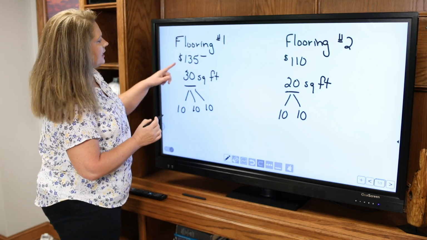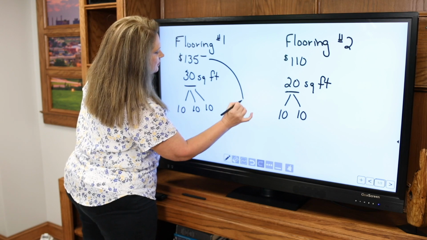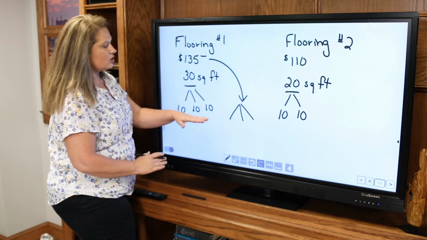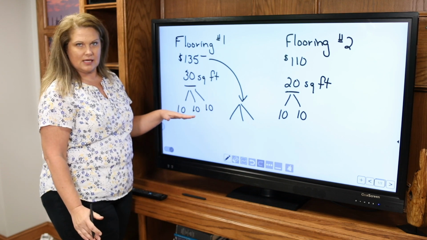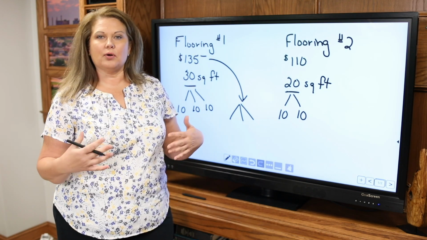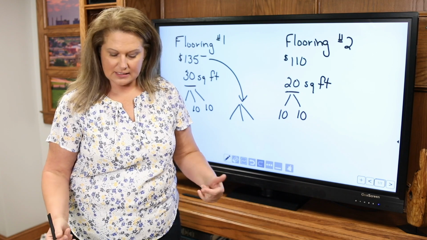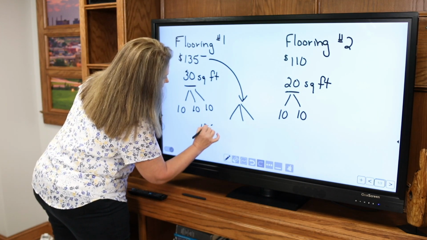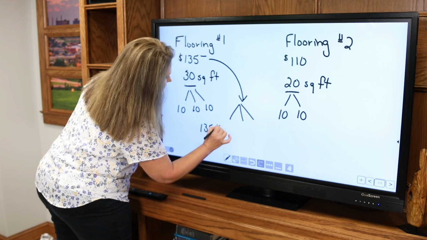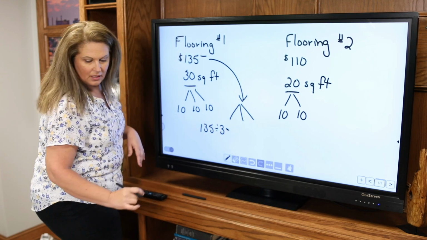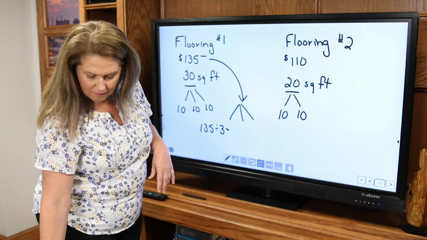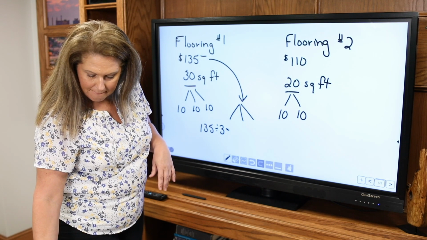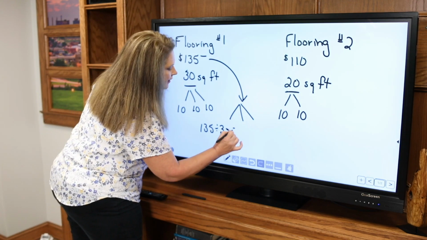I can take my cost and separate it out into those 3 sections and get how much it is per 10 square feet. And when I do that, and I already have this figured out for you, it's going to be $45.